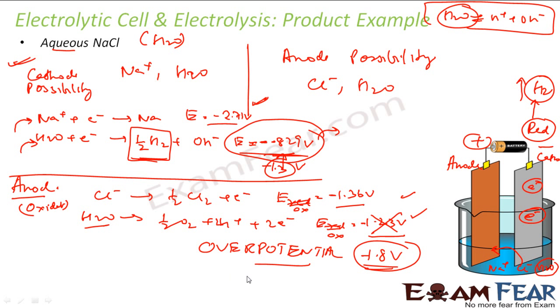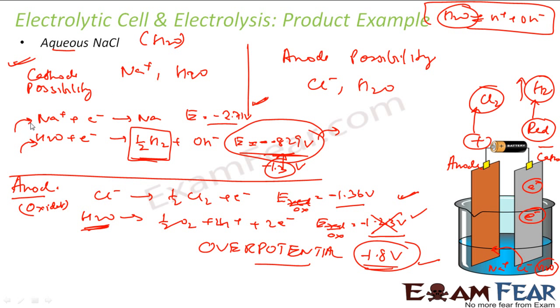Now let's compare. If you compare, to oxidize water you need 1.8 volt. To oxidize chlorine you need 1.36 volt. Which will win? Obviously chlorine. So chlorine gas will come here. Little tricky question, please understand.